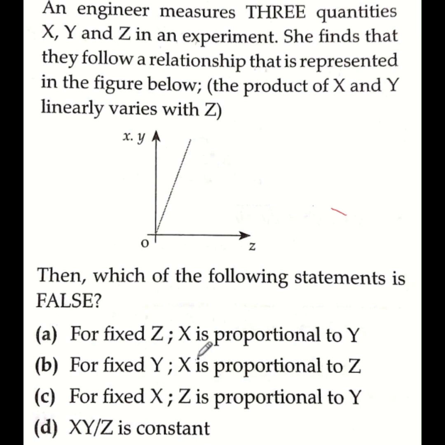So that means we can see from the options, it clearly depends on the relation between x, y, and z. So if you find the relation between x, y, and z, you can answer this question simply. The first option is for fixed z, x is proportional to y. Then for fixed y, x is proportional to z, and for fixed x, z is proportional to y. Then xy/z is constant. Which among these is false? So let's find out.